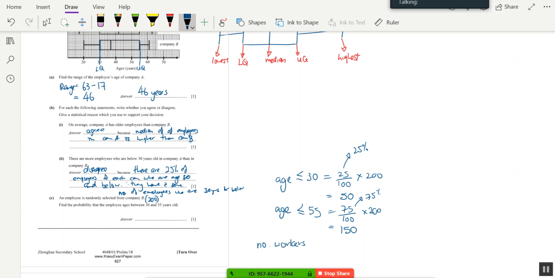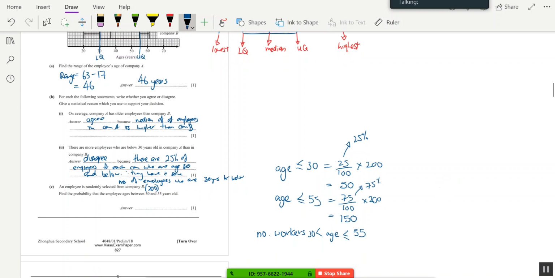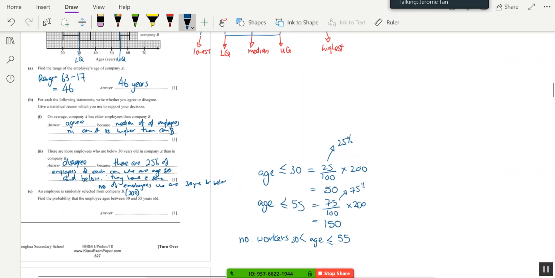So how many workers are between 55 to 30? Do we take the median? No. We do this for a reason. See, there are 50 workers that are less than 30. There are 150 workers that are less than or equal to 55. So how many people are in between? 100. How do you get 100? 150 minus 50. Megan, do you understand? Yeah.